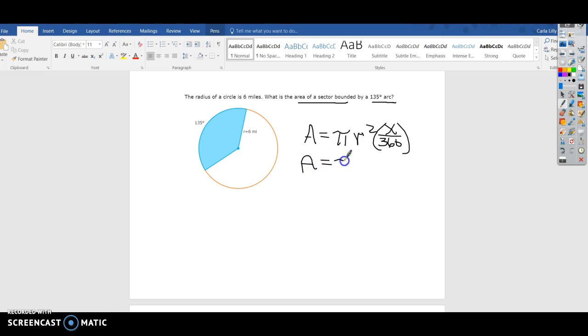So we're going to have the area is equal to pi. Our radius is 6 miles. So we're going to have 6 squared times x over 360. So 135 over 360. And if we multiply that, we're going to get 36 times this fraction, which divides out and gives me about 0.375. And then if I multiply 36 times 0.375, that gives me 13.5.